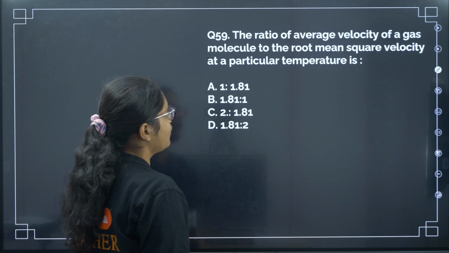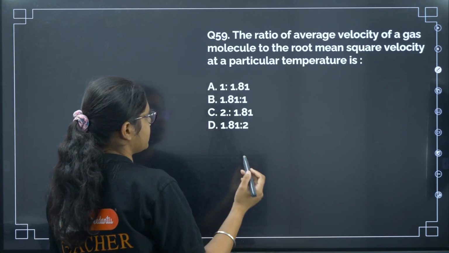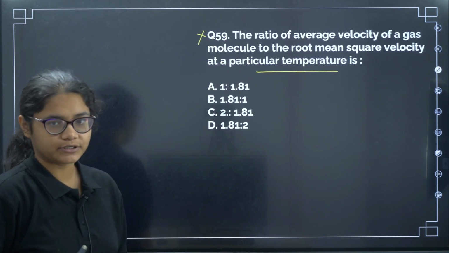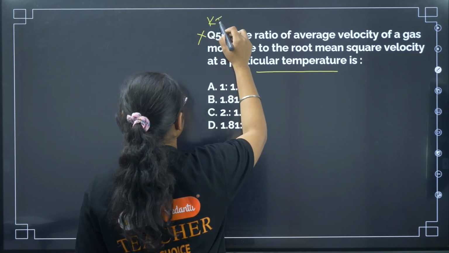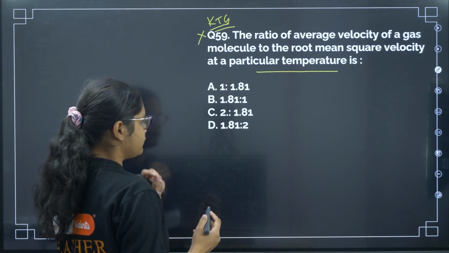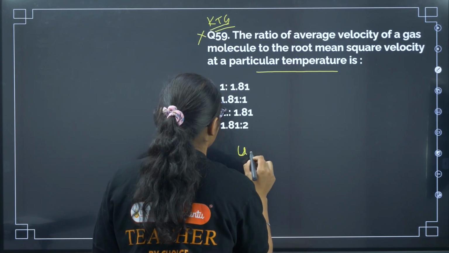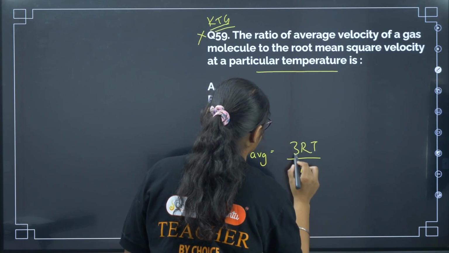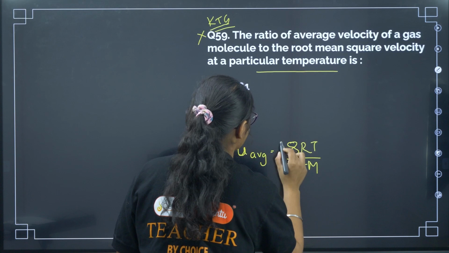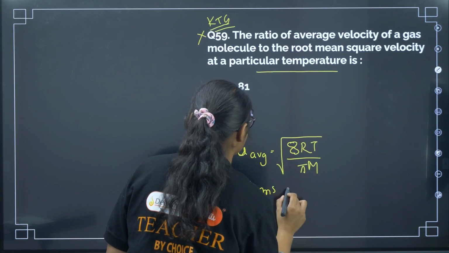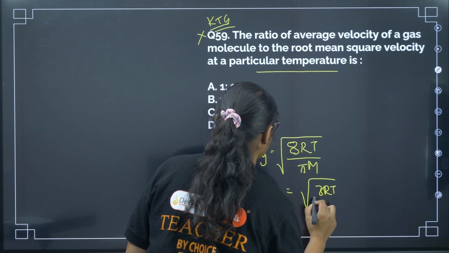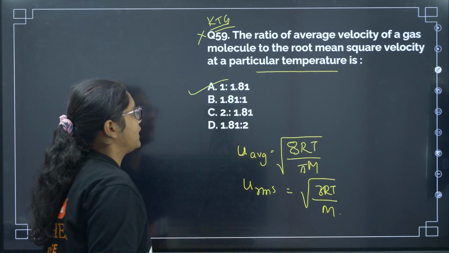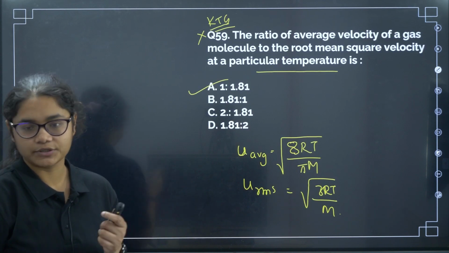Okay, next. The ratio of the average velocity of a gas molecule to the root mean square velocity at a particular temperature is. So this is also from your deleted portion, that is your kinetic theory of gases. If you know the formula, u average is root over 8RT by pi m, and u RMS is equal to root over 3RT by m. Now if you take the ratio of both of these, we'll get around 1:1.81. The correct answer for this question will be option number A.